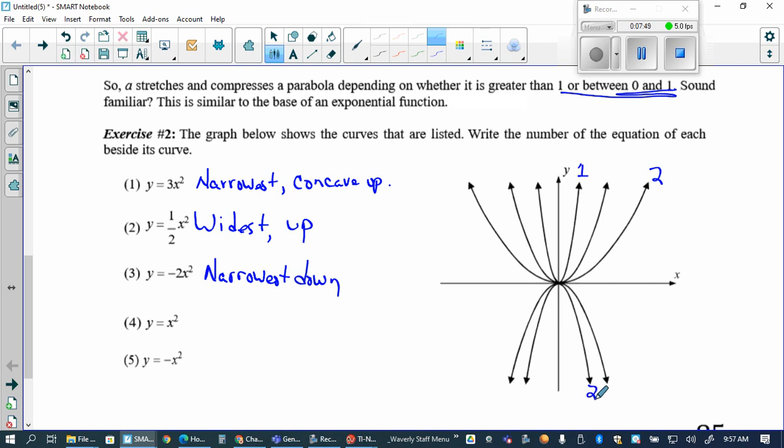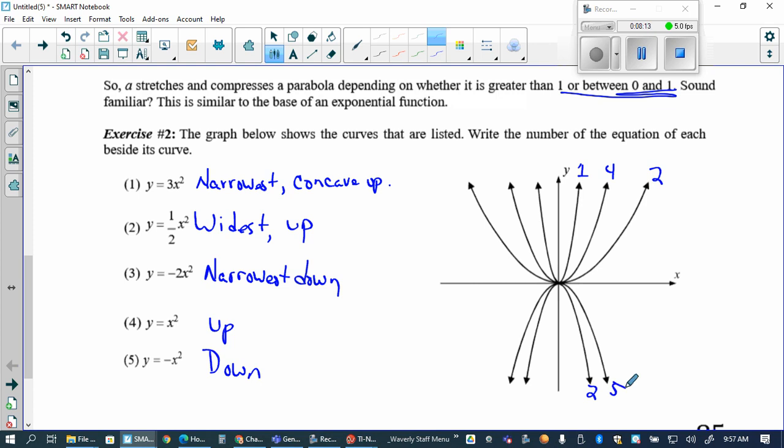Y equals x squared. That's the normal one. There's only one left on top, right? So it's going to be concave up, and the only one left on top, so 4 right there. And then y equals -x squared. It's going to be concave down, right? So this will be our 5, all right?